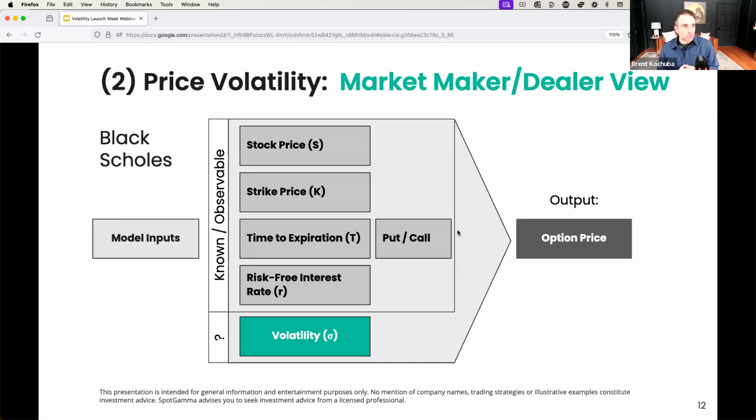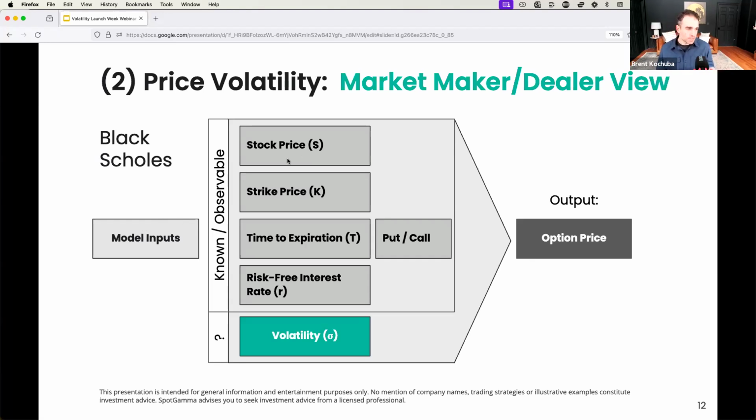So when we're talking about pricing volatility, how does this actually work? I drew up this diagram that shows a rough idea, or gives you kind of the black box view, so to speak, of how options are priced. Now, into a model like Black-Scholes, or some of you may have heard of other similar models, you have some known and observable data points.